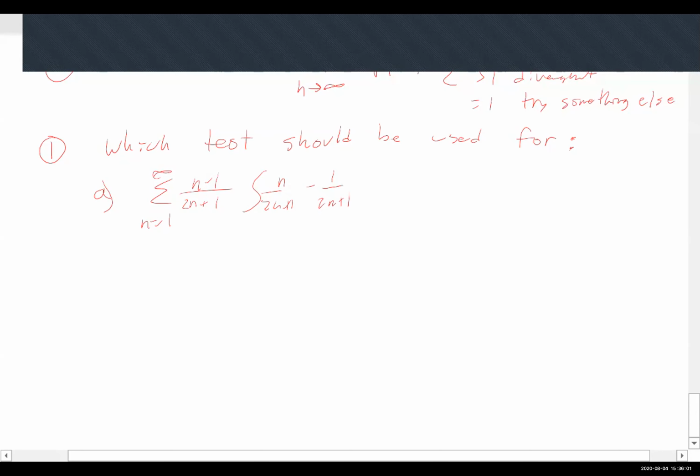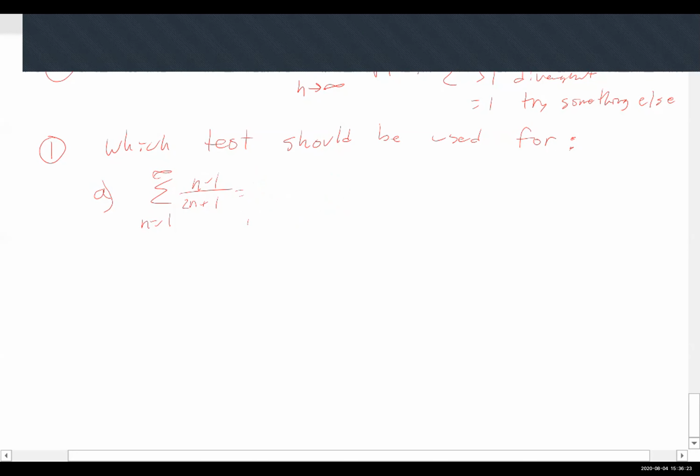Okay, 2n plus 1. This is going to be a natural log. I might have to do a limit of a natural log type of thing, from 1 to infinity. I don't know if this is going to be too easy to integrate. I'd have to do a long division on that, and that's going to be a pain in the butt.